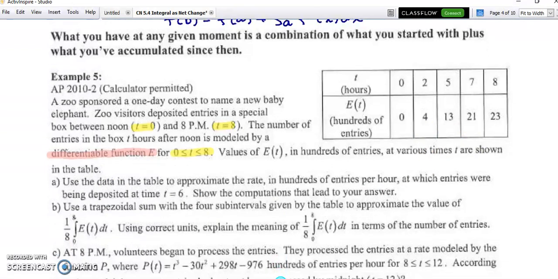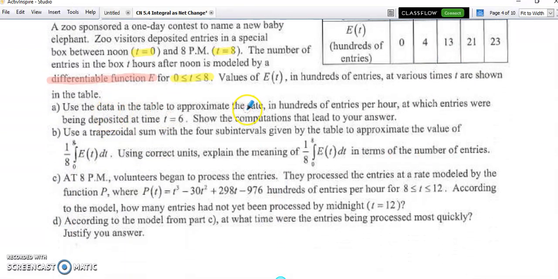So let's look at part A. We're going to use the data in the table to approximate the rate, in hundreds of entries per hour, at which the entries were being deposited at time t equal to 6. What you need to be thinking is that you're trying to approximate E prime of 6, because it's instantaneous at t equal to 6. Remember, this is the slope of the tangent line, and to approximate that we have to use the average rate somewhere around 6.